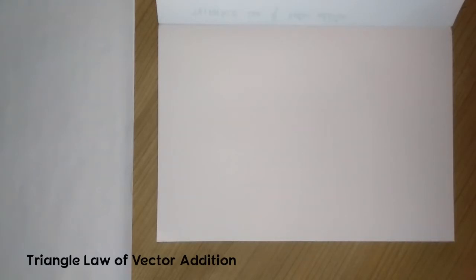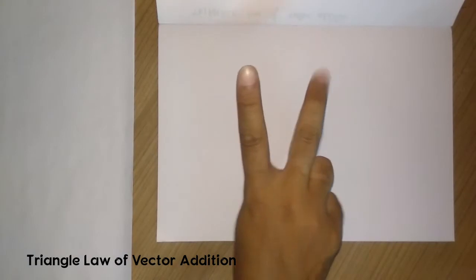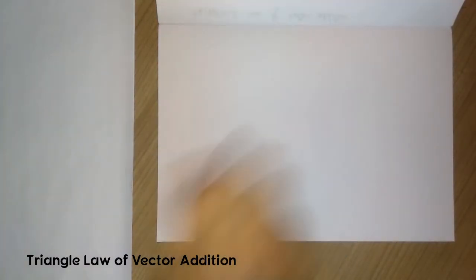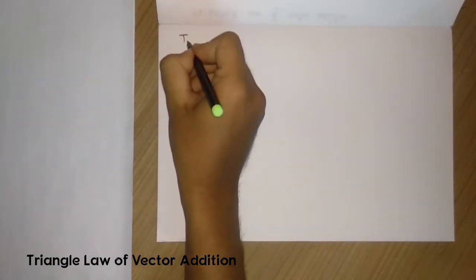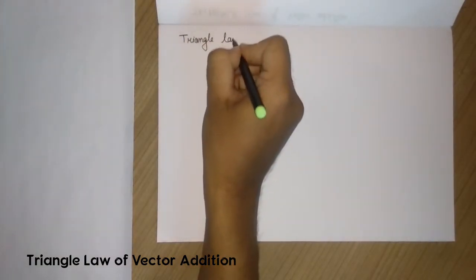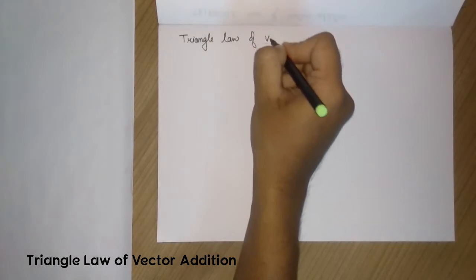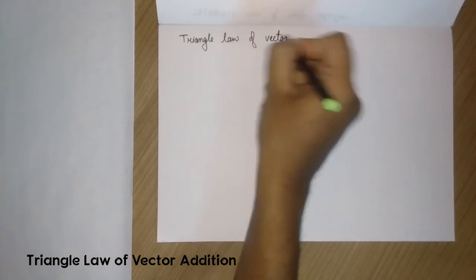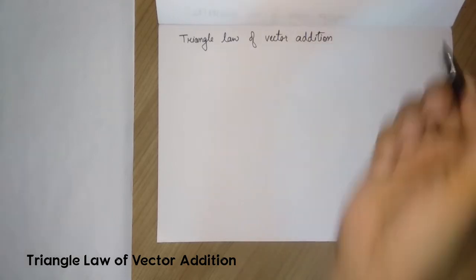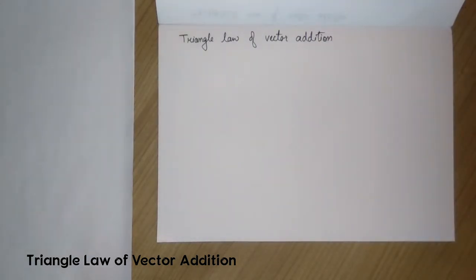So today we are going to learn about vector addition. There are two ways of vector addition. First is the triangular law of vector addition and second is the parallelogram law of vector addition. So let us concentrate today on the triangle law of vector addition. The triangle law of vector addition.